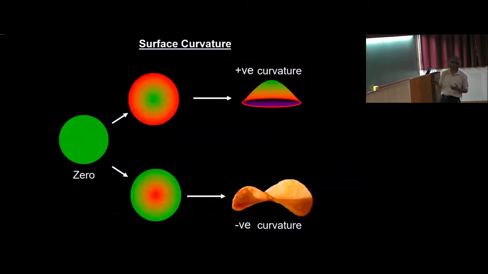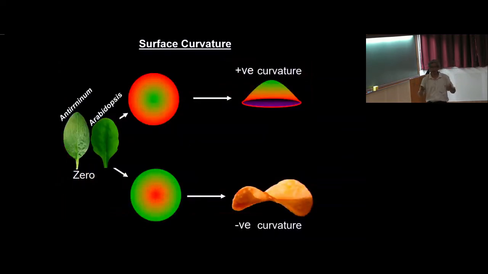So these are the two species that I show here. As I said, almost all the species have zero Gaussian curvature. So this is the snapdragon, and this is Arabidopsis. You can completely flatten them. So just ignore the shape of the leaves and see only the flatness. You can totally flatten them, and they have zero Gaussian curvature.